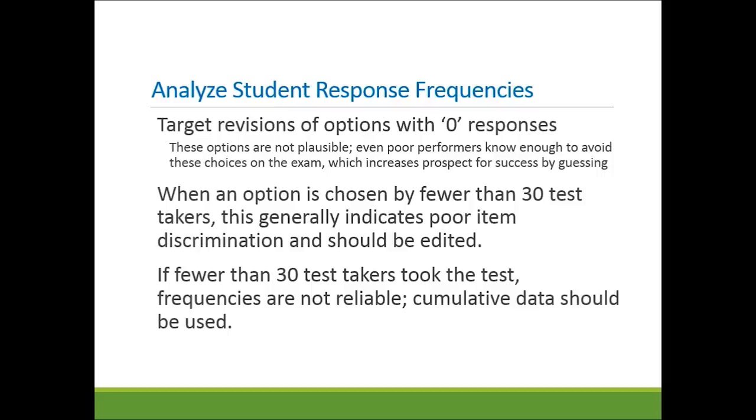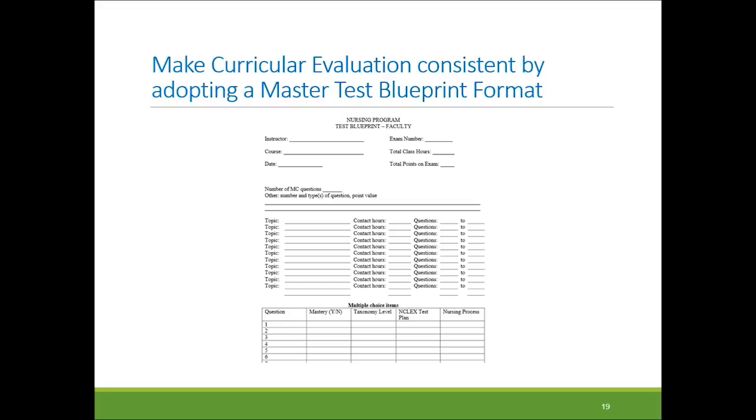Those response frequencies that I mentioned before: if you've got a non-performing distractor, you need to get rid of it. It's really dragging your test down. If an option is chosen by fewer than 30 test takers out of a group of 100, for example, this means that you've got a really poor item discrimination. You've got a poor difficulty level. You need to get that question rewritten before anybody else takes that test.